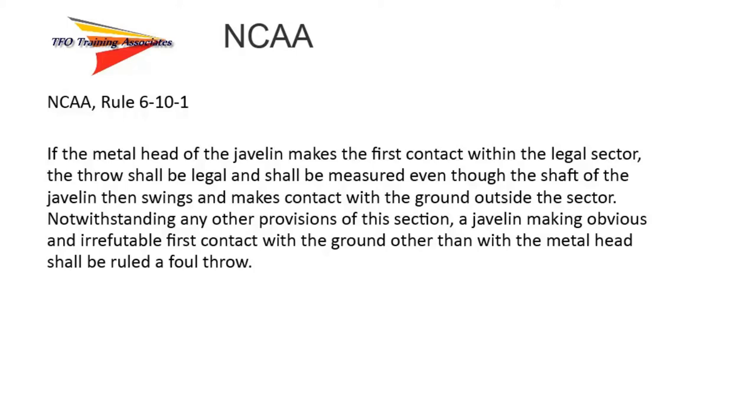However, it is the second sentence that specifically addresses the proper landing of the implement. Notwithstanding any other provisions of this section, a javelin making obvious and irrefutable first contact with the ground other than with the metal head shall be ruled a foul throw. Notice that the rule says obvious and irrefutable first contact. Thus, the javelin must clearly land with the metal head hitting first for the throw to be valid.